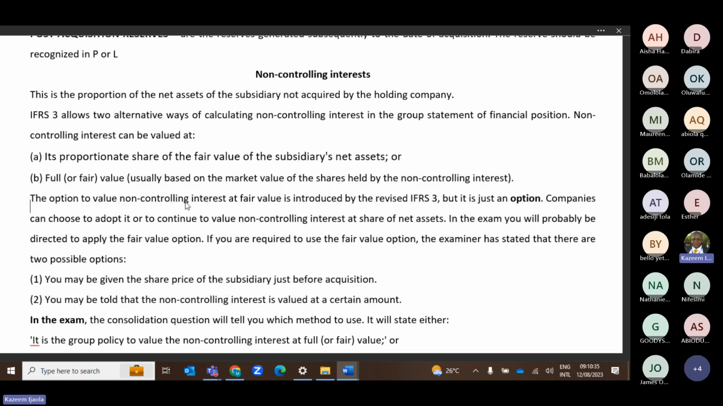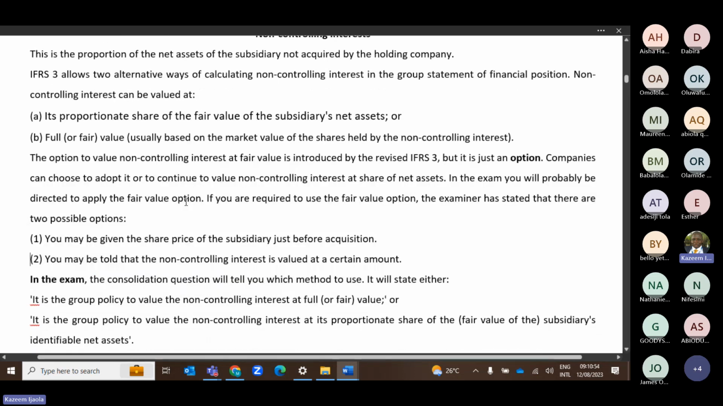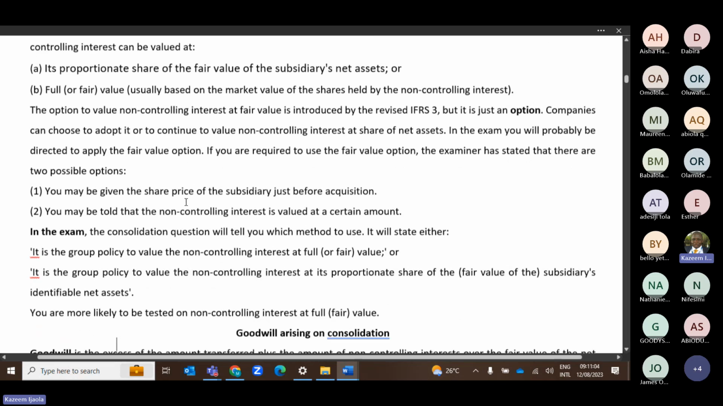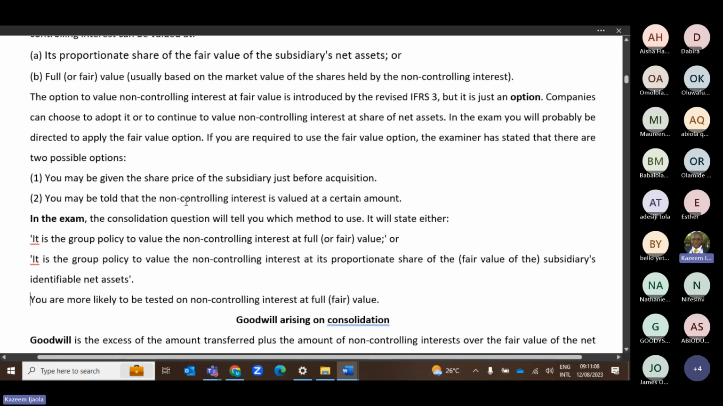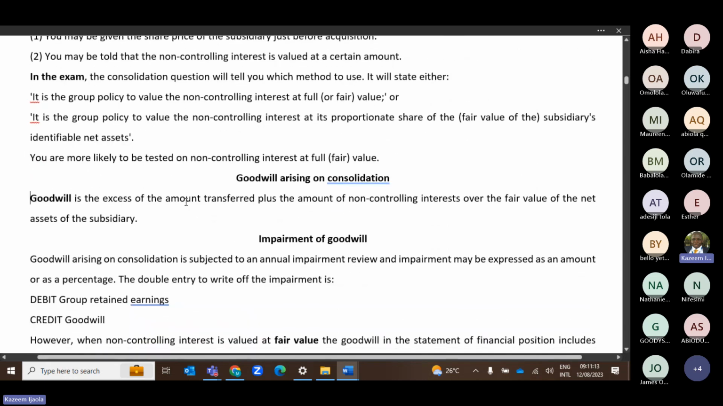In the exam, the examiner will always be specific on whether you should value NCI at proportionate share of the net asset method, or use fair value or full goodwill method. Please always follow the examiner's instruction. Sometimes you'll be given the fair value of NCI, but the examiner will insist that you use proportionate share. So don't go and be over-smart and use the wrong method. You must always follow the instructions. We are going to solve a lot of questions using both methods. So let's move on now.